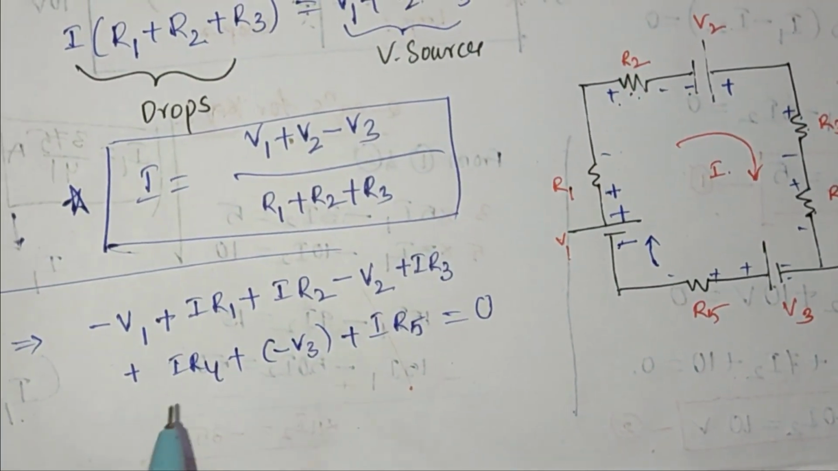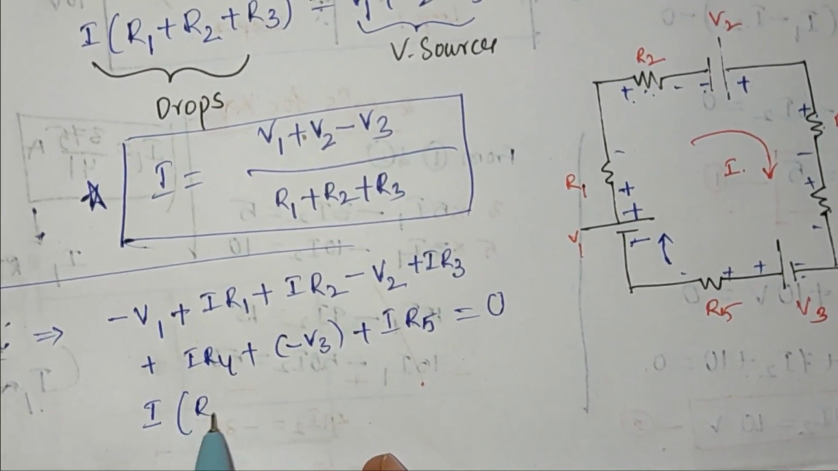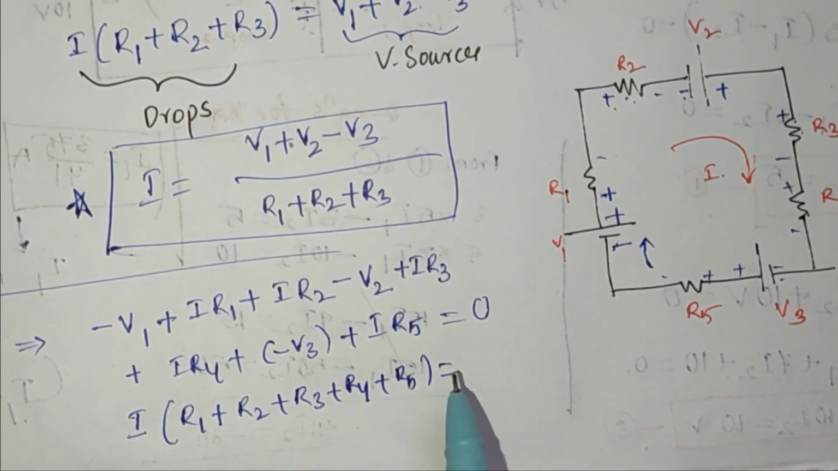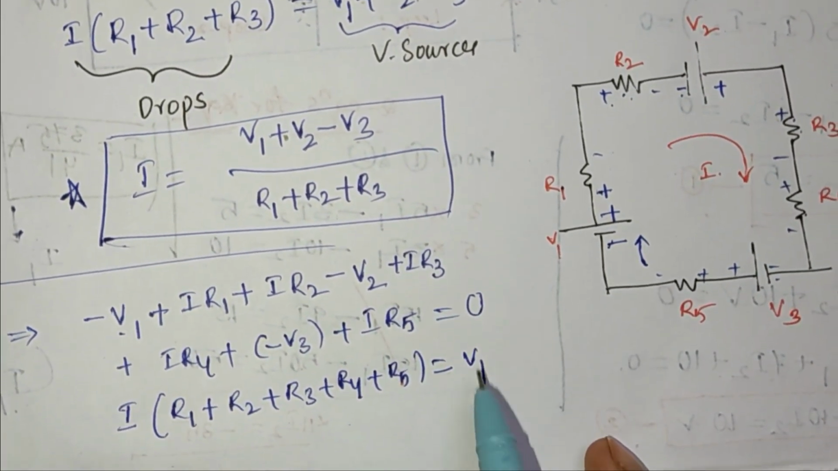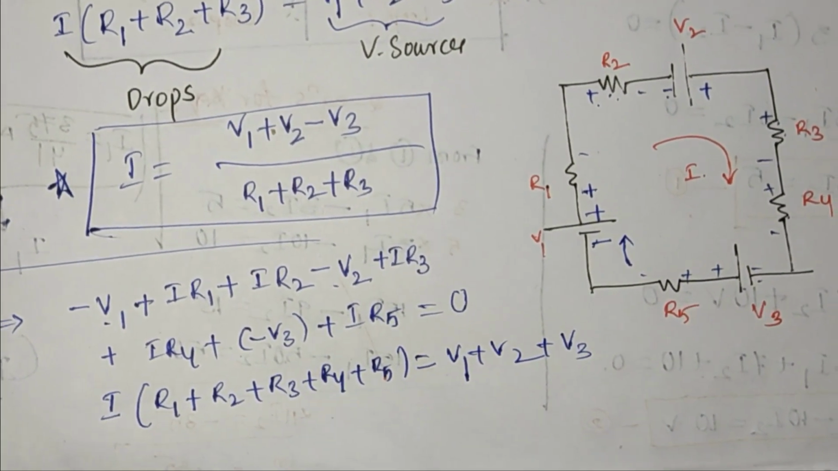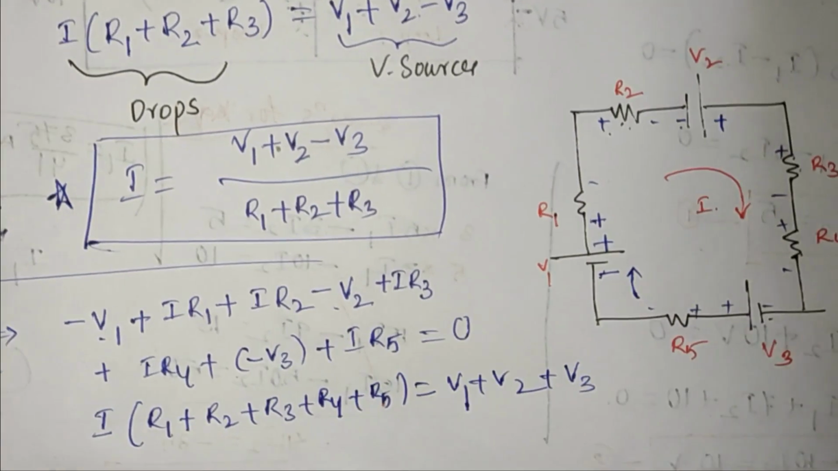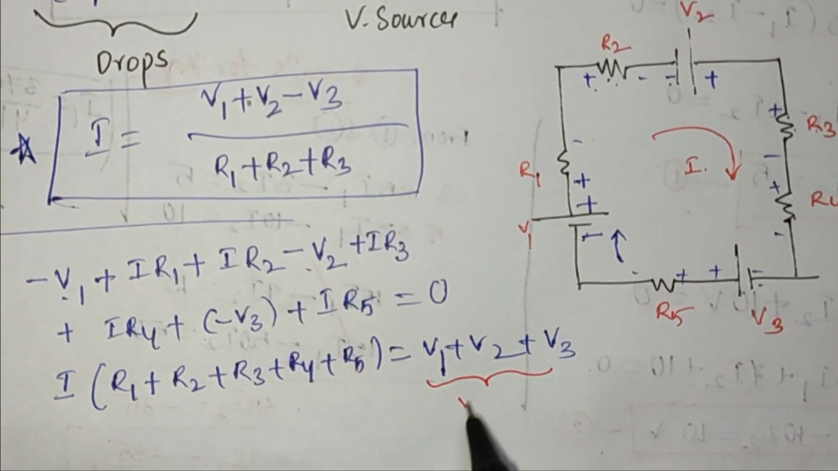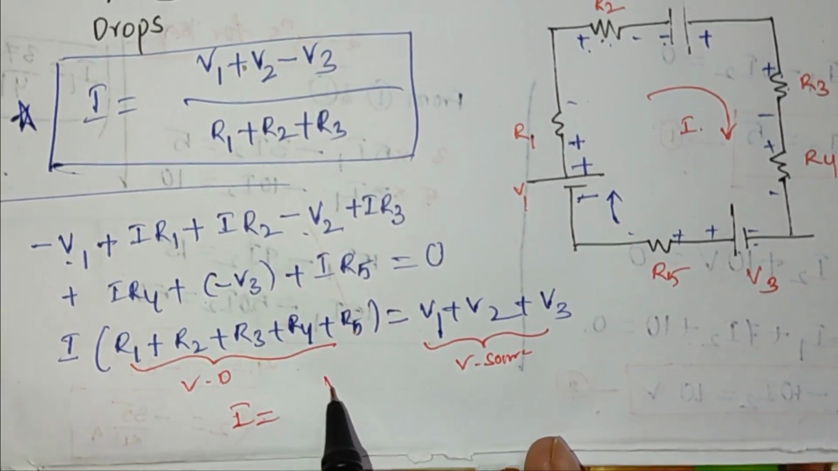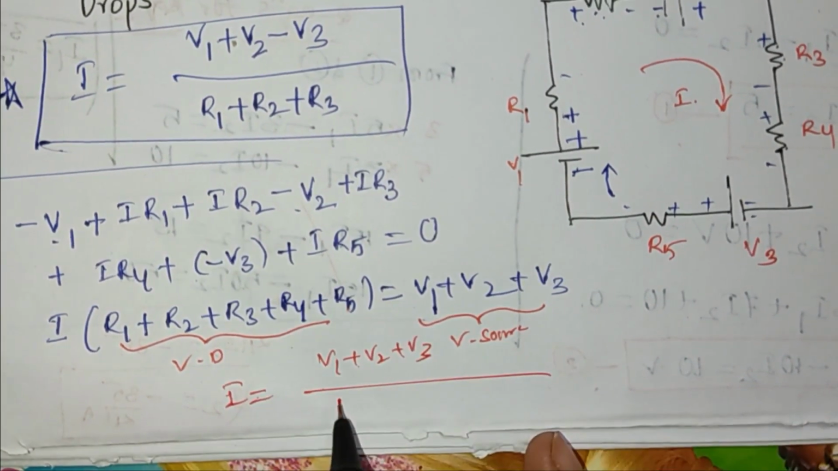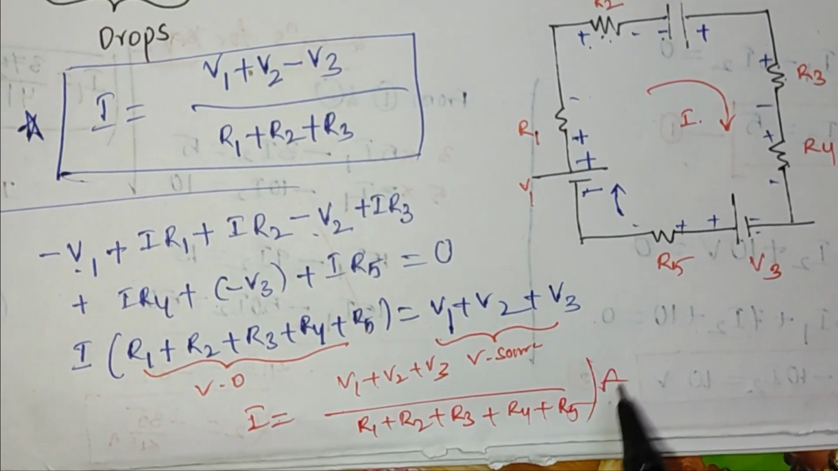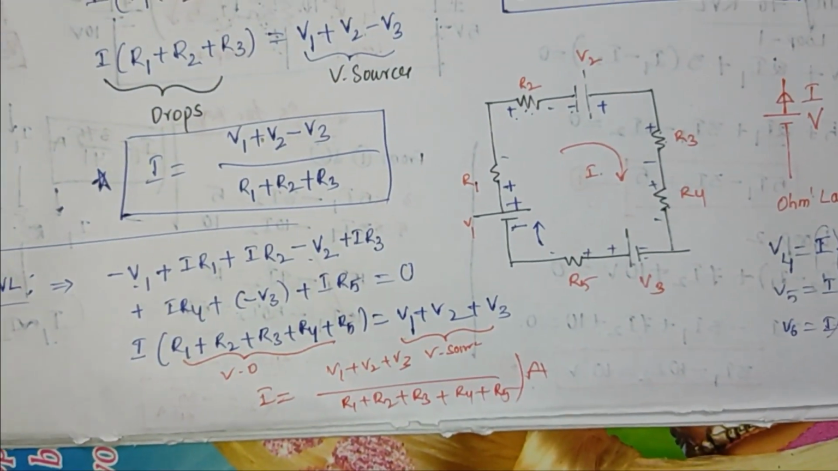Okay, so let us write the impedance drops aside. That will be I into R1 plus R2 plus R3 plus R4 plus R5 equals, moving the voltages over, minus V1 will be plus V1, minus V2 will be plus V2, minus V3 will be plus V3. You can see in this expression these are the voltage sources, and these are the voltage drops. So you can find I using this expression: V1 plus V2 plus V3 divided by R1 plus R2 plus R3 plus R4 plus R5 will give us the current in the loop. So this is about writing voltage expressions using KVL.